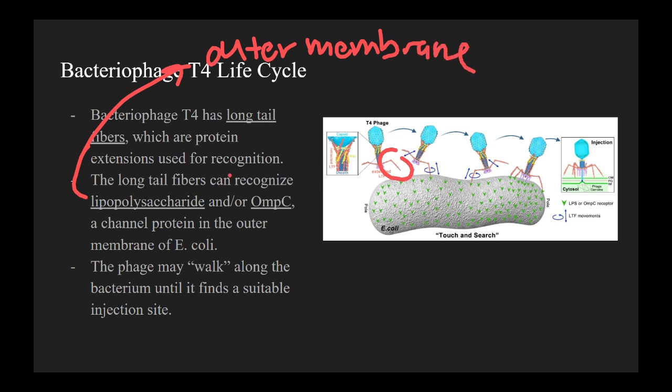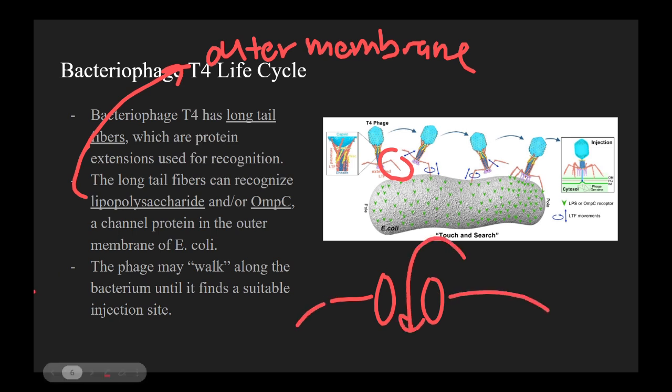These are those things that stick off the outside of the membrane, and also OmpC, or outer membrane protein C, which is a channel protein. If you've seen those diagrams, if this is the membrane, it lets things into the cell through this channel. So it can bind to either of these in order to help mediate the injection of the DNA. So this is kind of when the phage knows that it needs to inject its DNA.